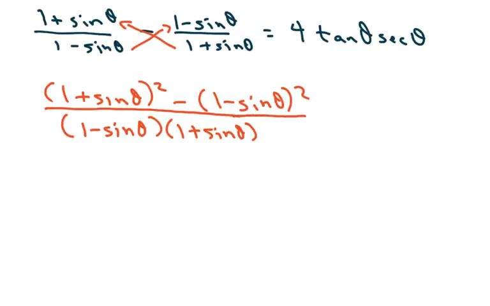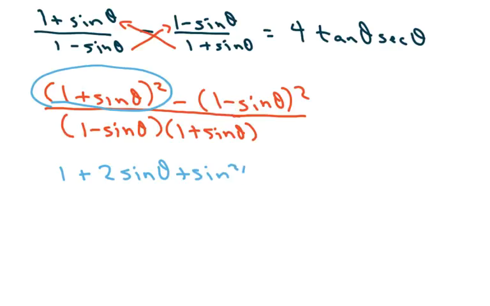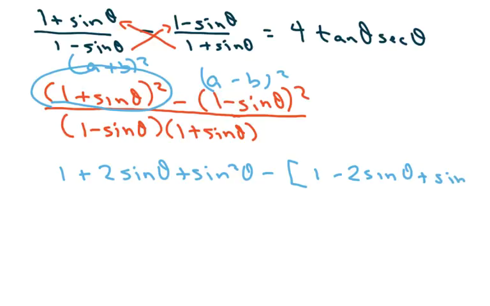Okay, now I'm going to go ahead and FOIL all this out, or factor it out. So this is going to be 1 plus the first part plus 2 sine of theta plus sine squared of theta. That's your a plus b squared, minus, this is your a minus b squared. And we've done several of these. 1 minus 2 sine of theta plus sine squared of theta.